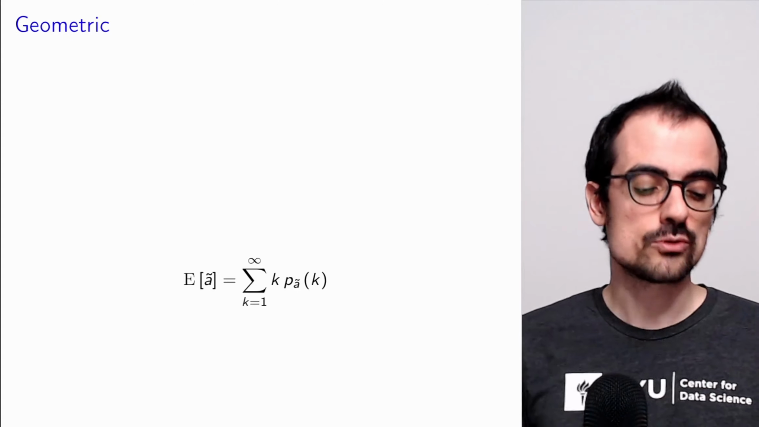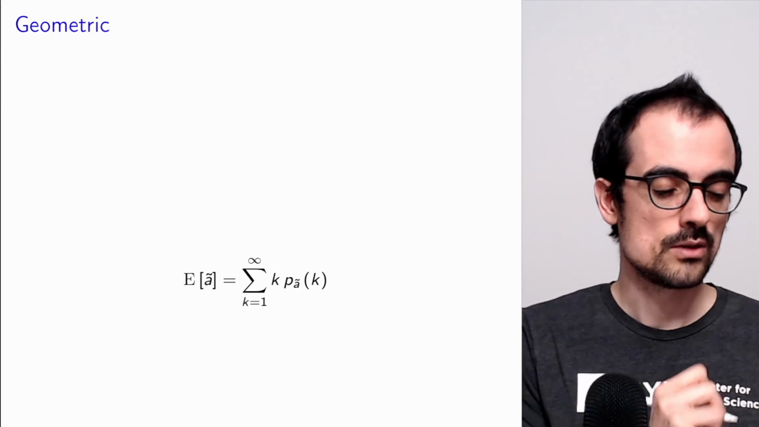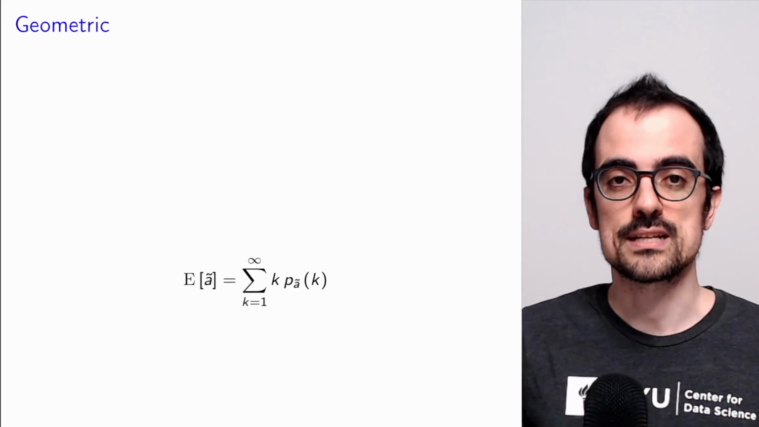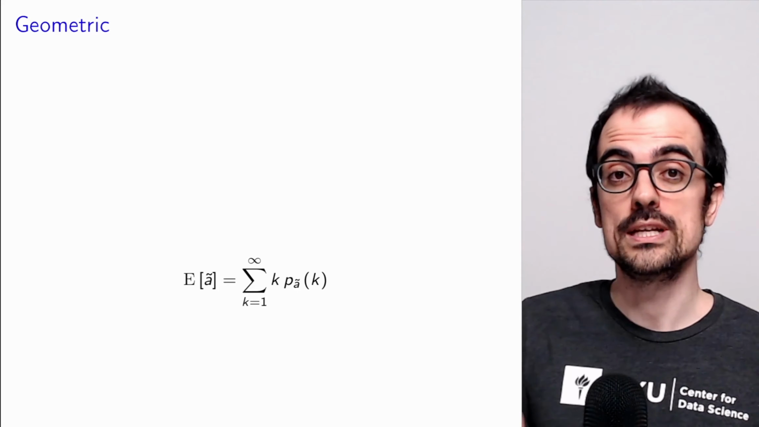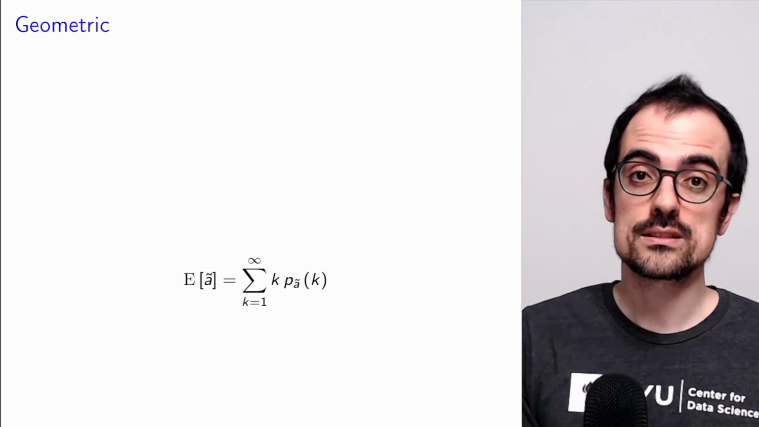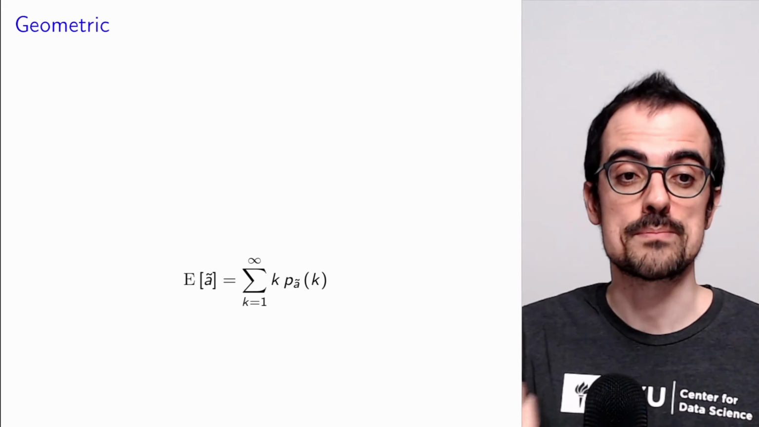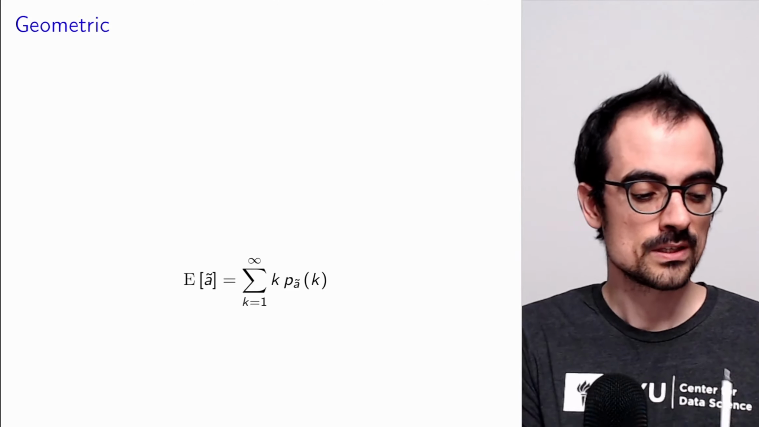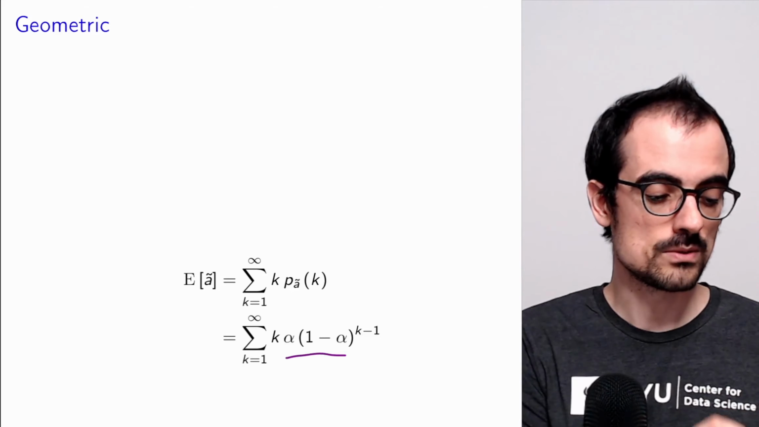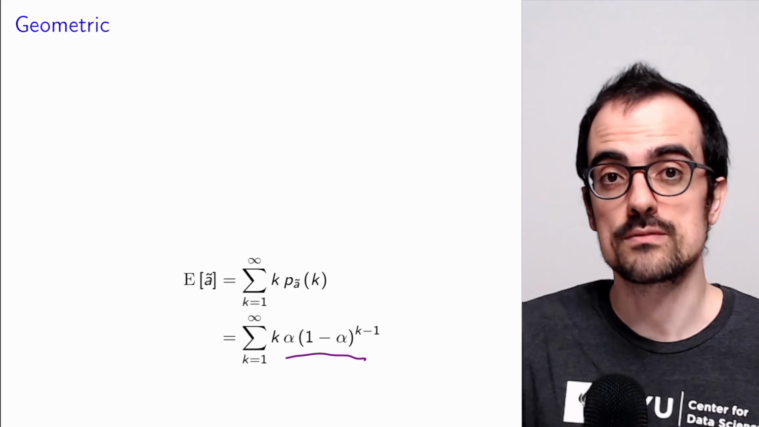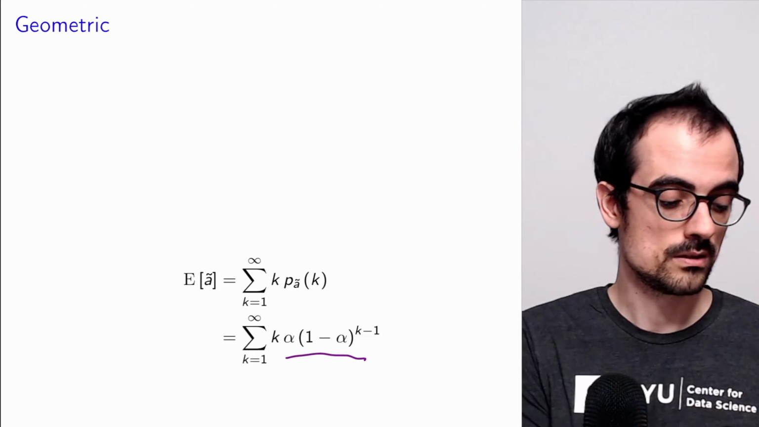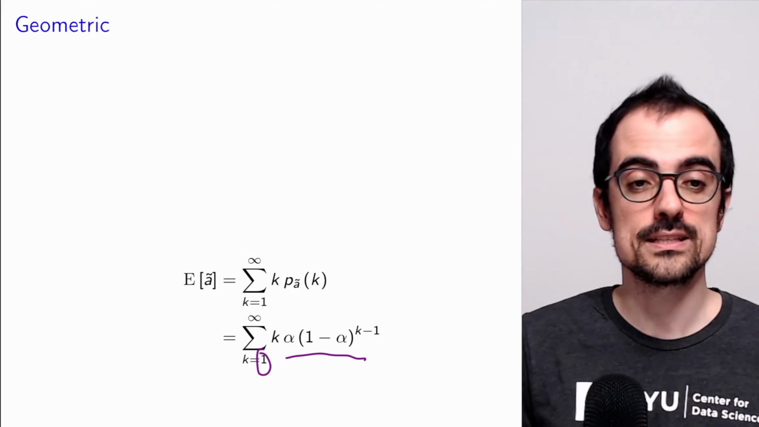What about a geometric random variable? So remember that a geometric random variable represents how many coin flips you need until you get heads, when the probability of heads is equal to the parameter alpha of the geometric. That probability is given by alpha times (1 minus alpha) to the k minus 1 for k coin flips, and we sum from 1 coin flip to infinity.